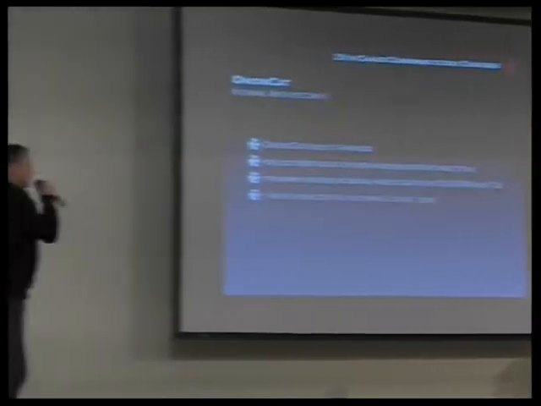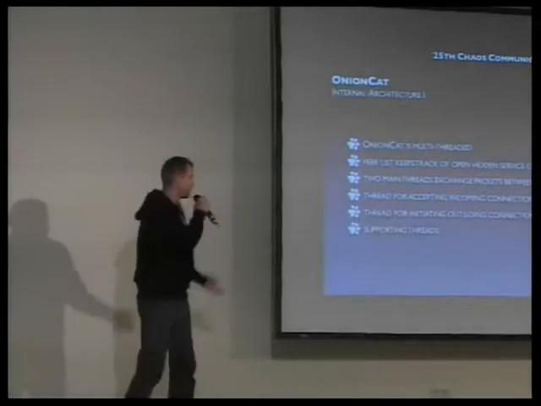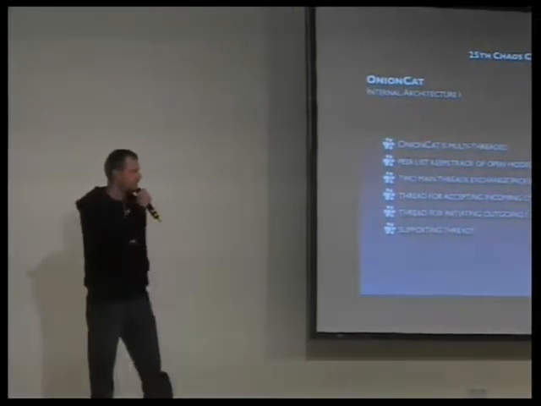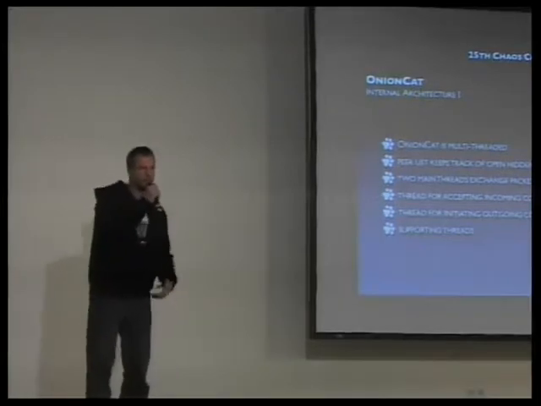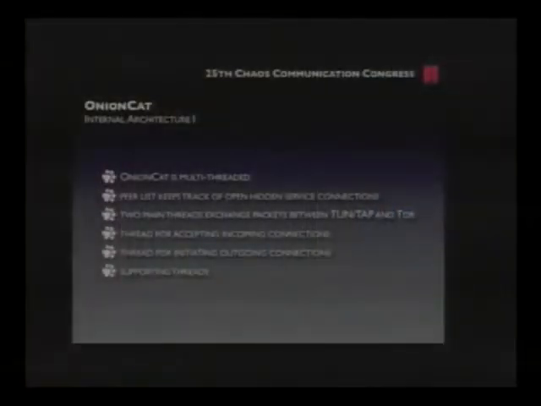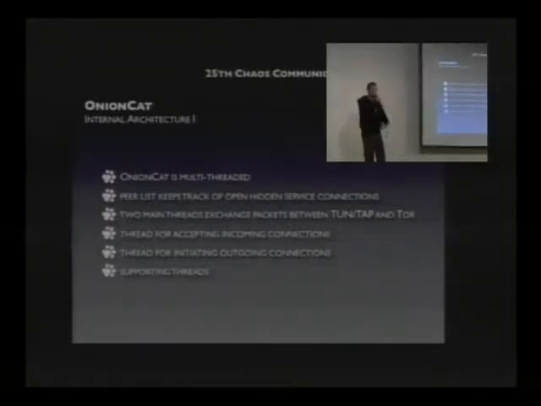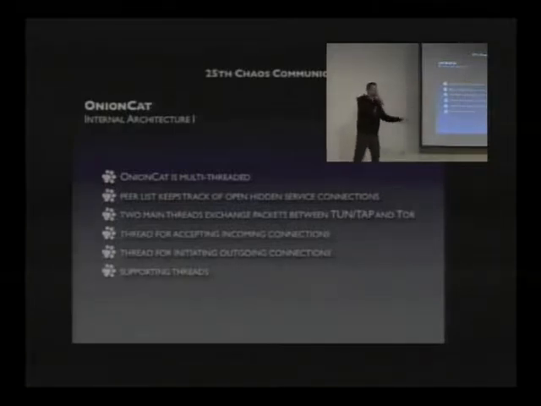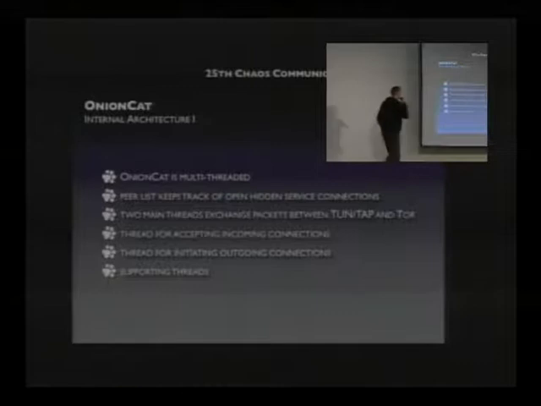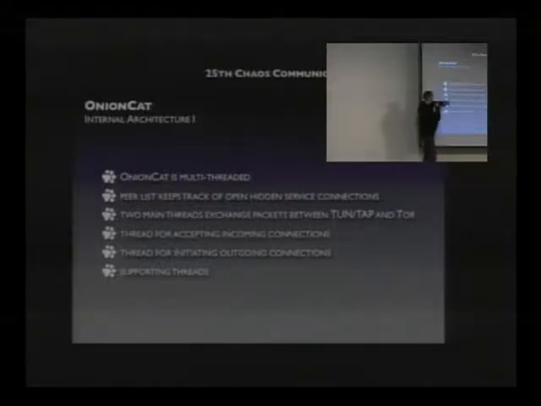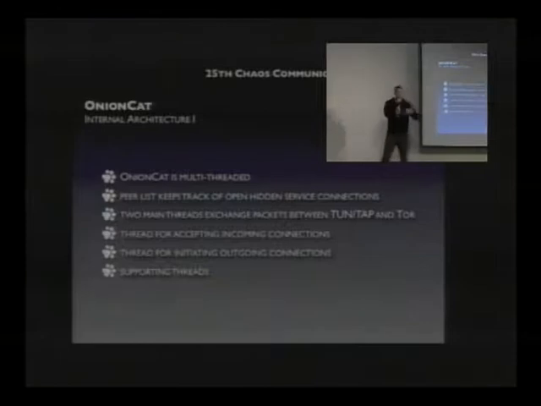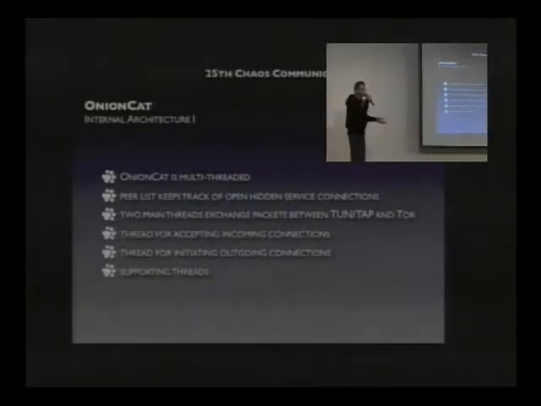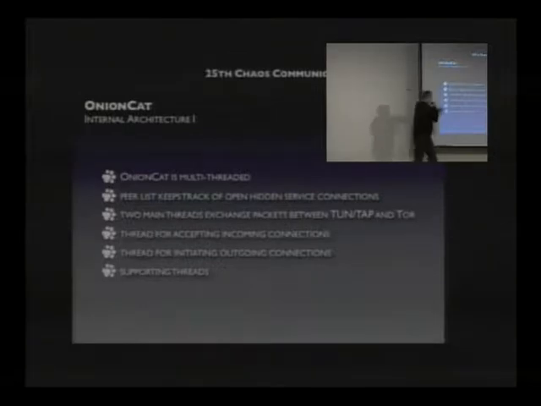Okay, let's look a bit into the details of onioncat. It's a multi-threaded application. The most important thing is there is a peer list. We keep track in this peer list of which hidden services are currently connected, which IP addresses are assigned to them, which onion URLs, and all that stuff. Then there are two main threads doing the data exchange, one on the receiving side and one on the sending side. Then there are two threads for accepting incoming and initiating outgoing connections. And last but not least, there are some supporting threads around.